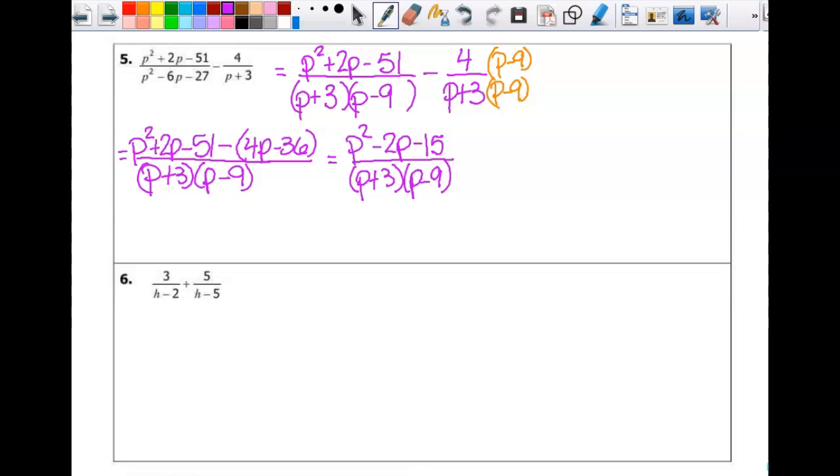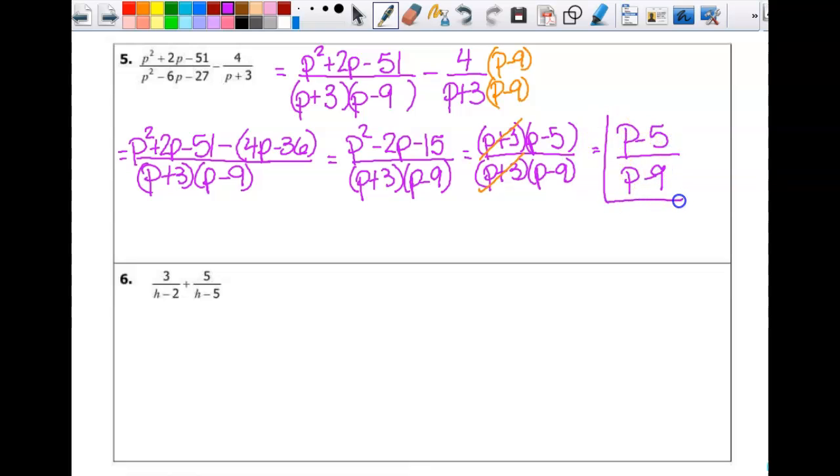All right, so then my numerator has changed from what it was, so I'm going to try and factor it again. So I have p plus 3 times p minus 9 in the denominator. Then this is p and p. The signs are opposite again. What are my numbers? 3 and 5. And then now I can simplify again. And then I'm left with p minus 5 over p minus 9. And that's my answer. Can I cancel those p's out? No.